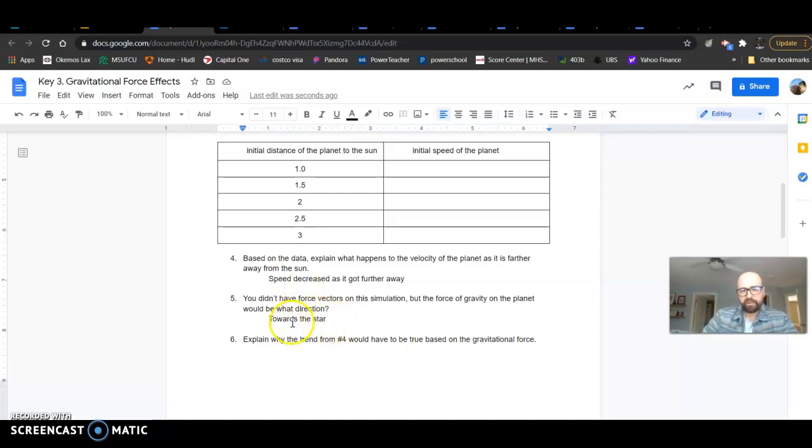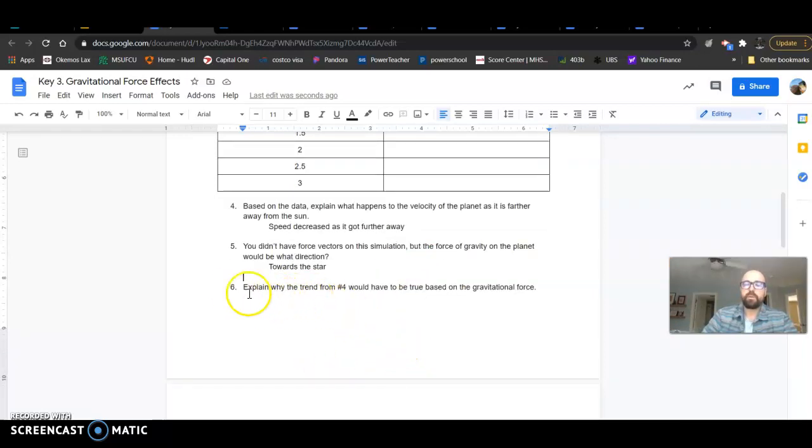So if we have the gravitational force, which decreases as you get further away, why is it that the speed decreases? So this is what I was really curious to see how you were thinking about this. So look back at your answer and compare it with what we talked about in class. So there'd be less force further away, which means that the planet would be going slower, because if it was faster, it would go out of orbit.